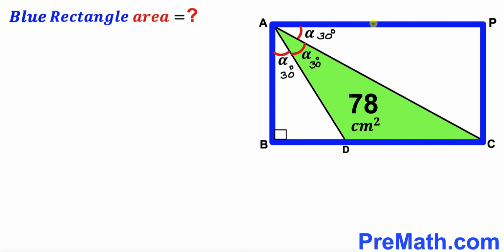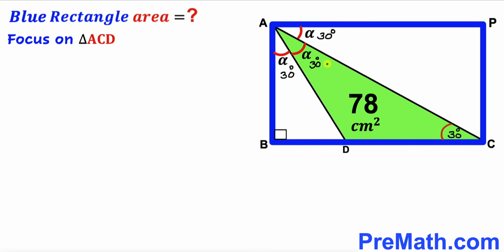And now let's make an observation. We can see that this side AP is parallel to this side BC, since we are dealing with this rectangle. And we can see AC is the diagonal. So therefore we conclude that this angle alpha is going to be congruent to this angle alpha. These are our alternate angles. If this angle is 30 degrees, then this angle has got to be 30 degrees as well.